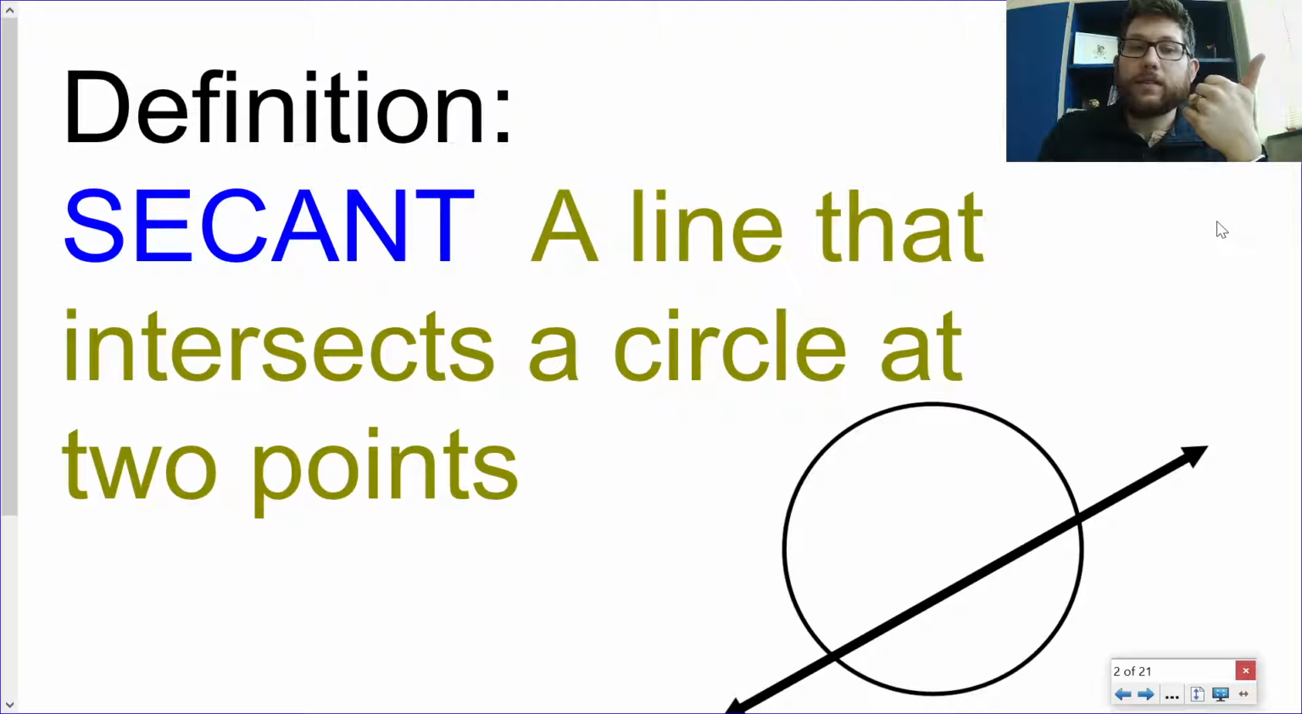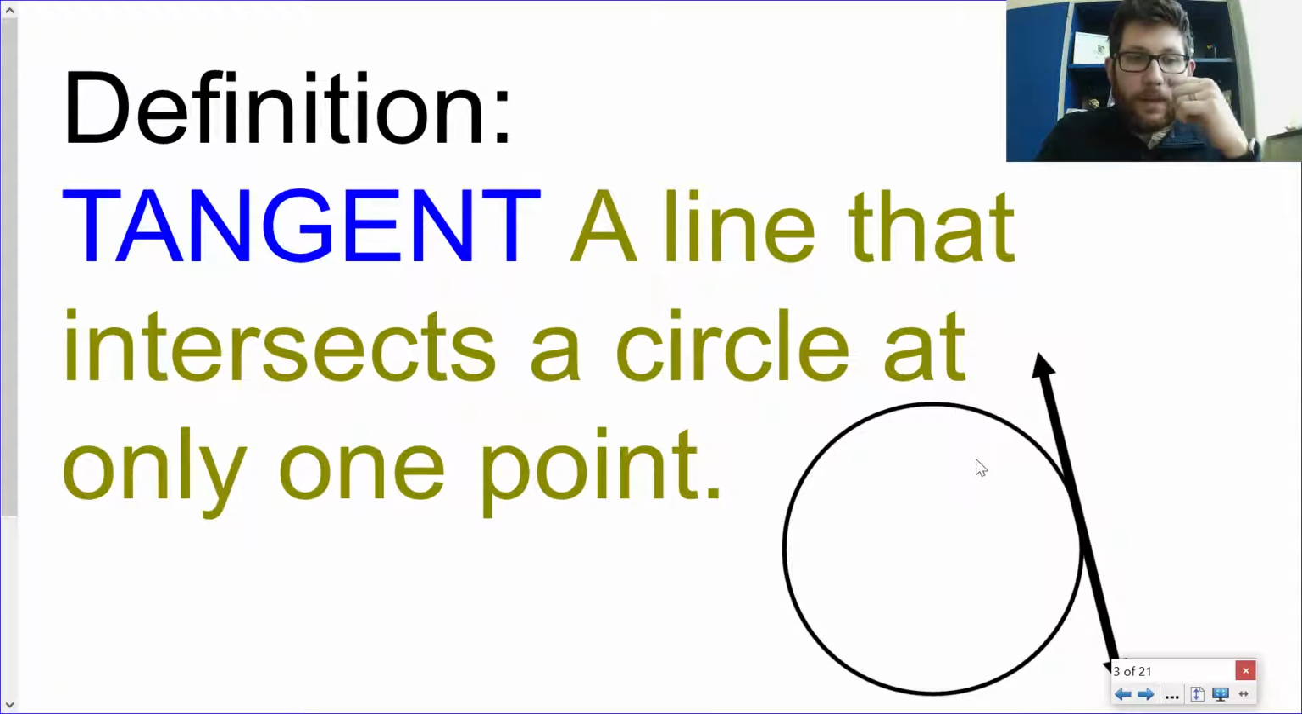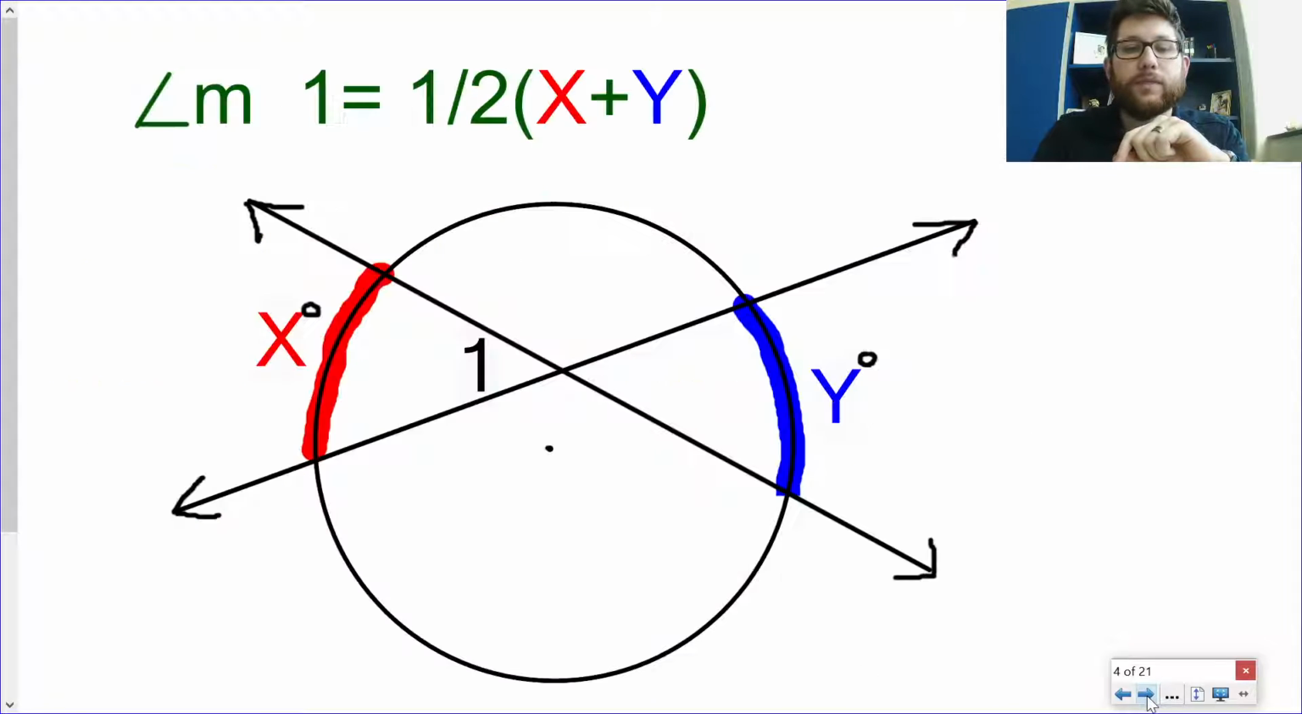Now there's secants and there's tangents. A tangent is a line that intersects a circle at only 1 point. So notice this picture here, this circle and the line: it comes into line with the circle, touches the circle once, and then continues on its merry way without ever intersecting it again. So it's not really inside the circle like a secant is, but it does touch the circle, and at 1 point it does intersect. So a secant crosses twice, a tangent crosses once.